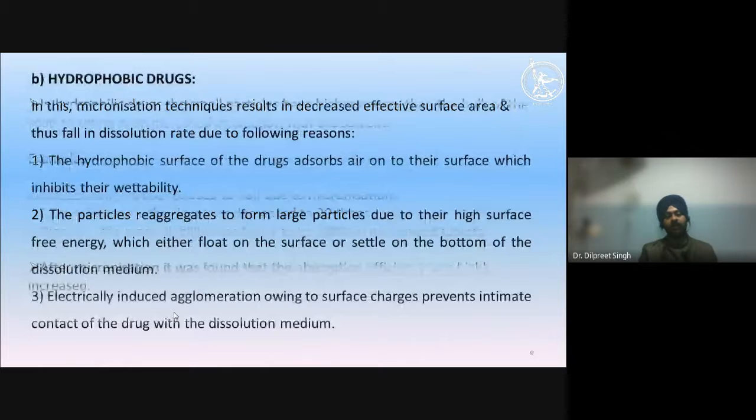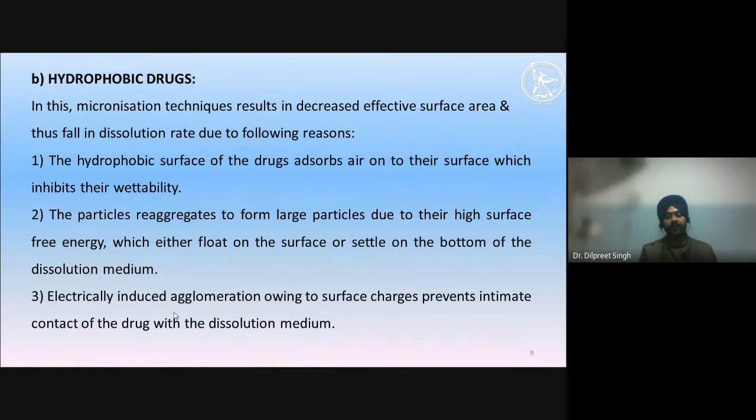When we talk about hydrophobic drugs, the micronization technique can result in decreased surface area and thus a decreased dissolution rate, due to the following reasons. There are a lot of hindrances, because the hydrophobic surfaces of the drug adsorb air on their surfaces, which inhibits wettability. The decreased wettability causes decreased absorption, and it leads to a poor dissolution rate.